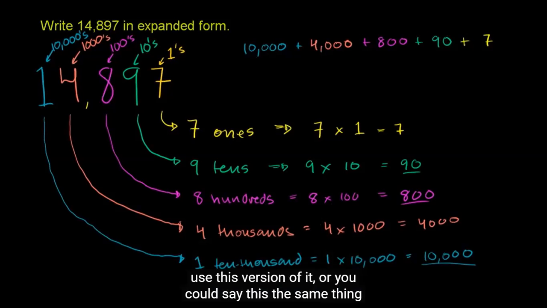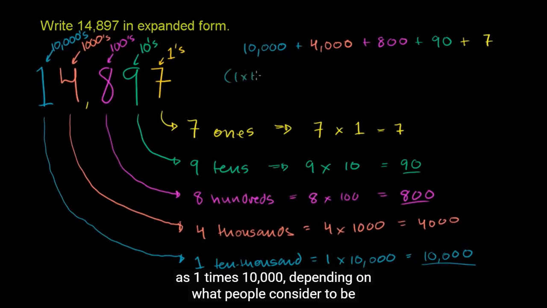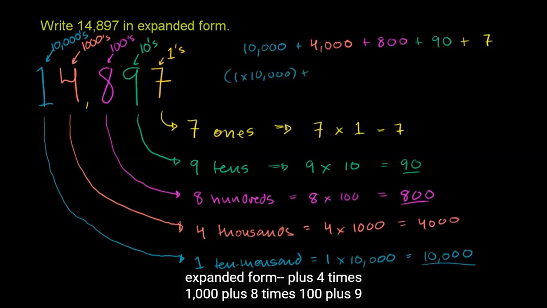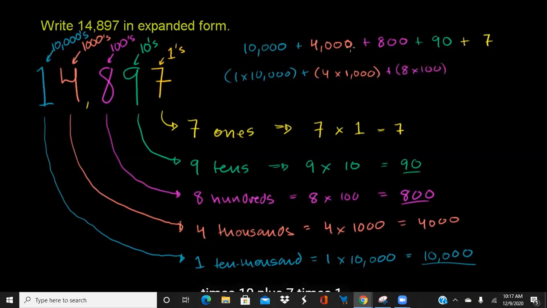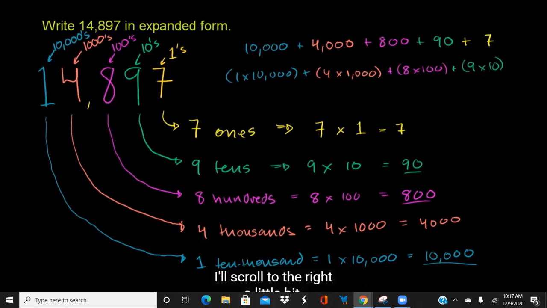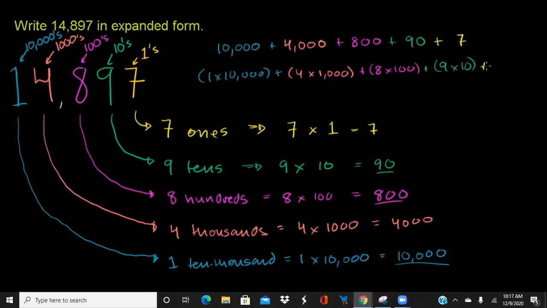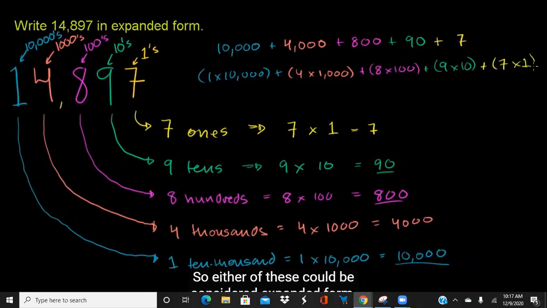Or you could say this is the same thing as 1 times 10,000, depending on what people consider to be expanded form, plus 4 times 1,000 plus 8 times 100 plus 9 times 10 plus 7 times 1. So either of these could be considered expanded form.